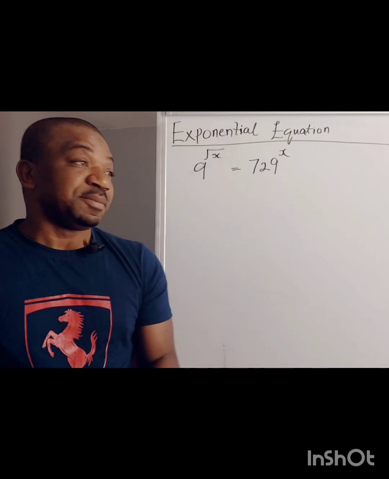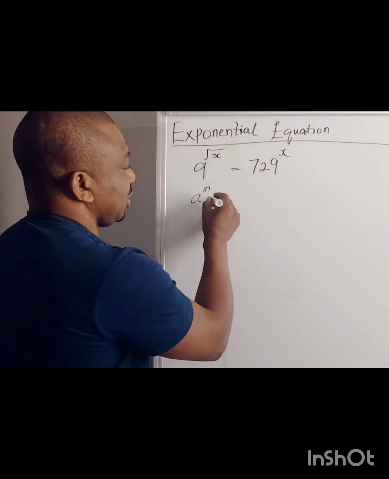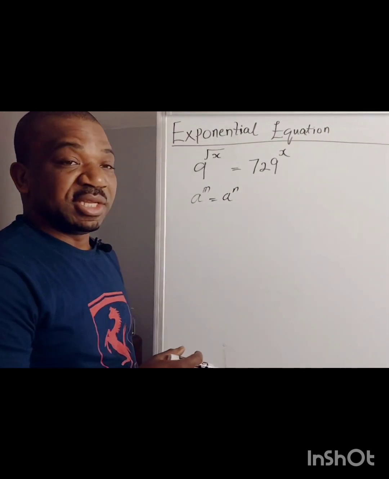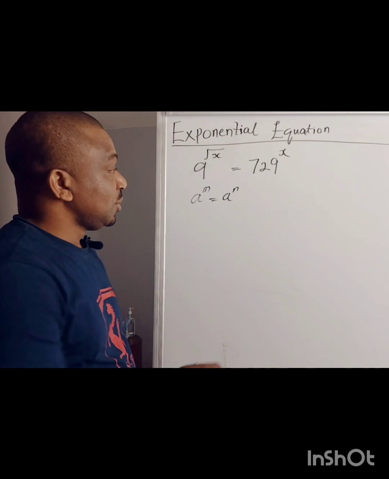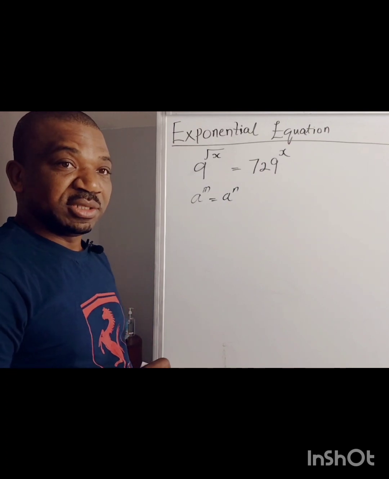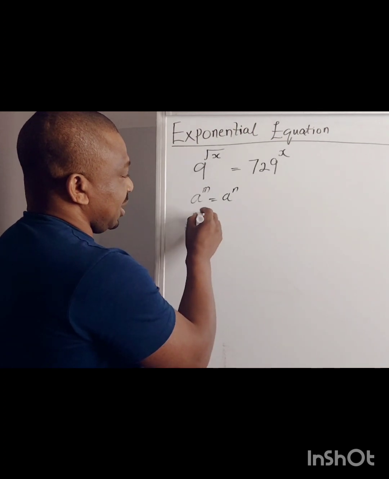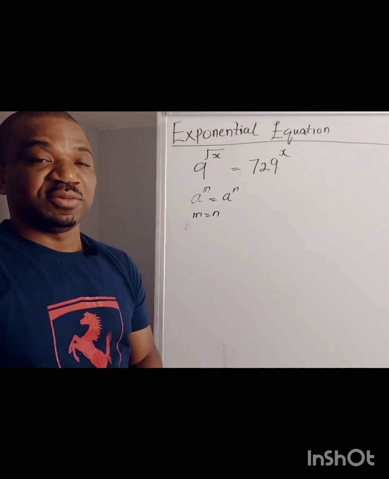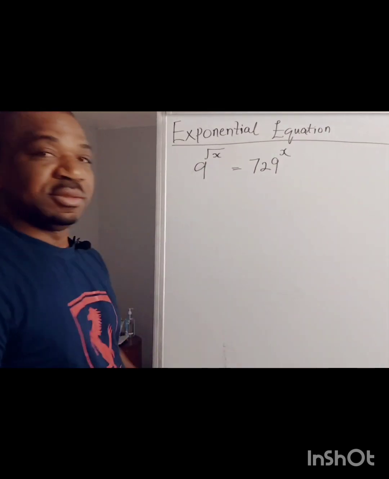In other words, if a to the power m is equals to a to the power n, this indicates that the bases here are in alignment, they are the same. So if the bases are the same, the powers can simply be equated, so m can be equated with n. And that's the only way you can solve that problem. Without wasting much time, let me go straight into this problem.